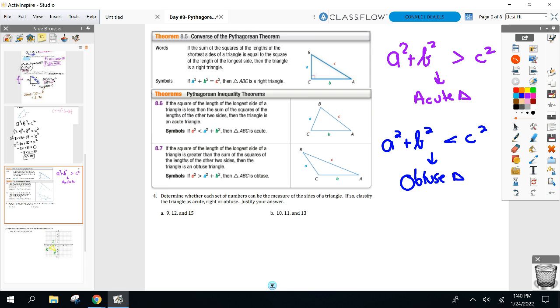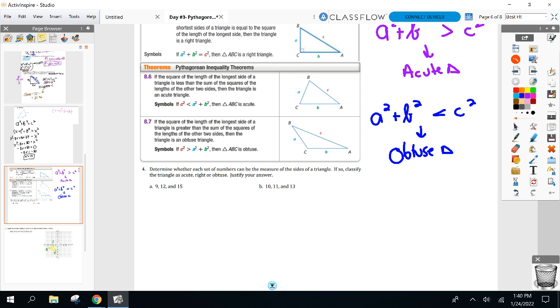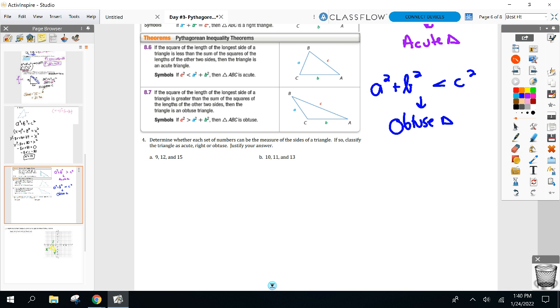So in part A, I got three sides, 9, 12, and 15. What type of triangle is it using Pythag? What should I be plugging in for A and B then? The two smaller sides, correct. Because if this is a right triangle, 15 would be the hypotenuse. So we're going to say 9 squared plus 12 squared. I'm not going to put any equal sign there because I don't know.